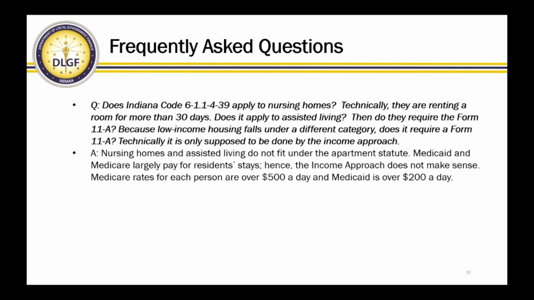So nursing homes and assisted living facilities do not fit under the apartment statute. Medicaid and Medicare largely pay for resident stays, especially in some nursing homes or assisted living facilities. So the income approach doesn't make sense for those facilities, especially since Medicare rates for each person sometimes are over $500 a day, and Medicaid is over $200 a day.